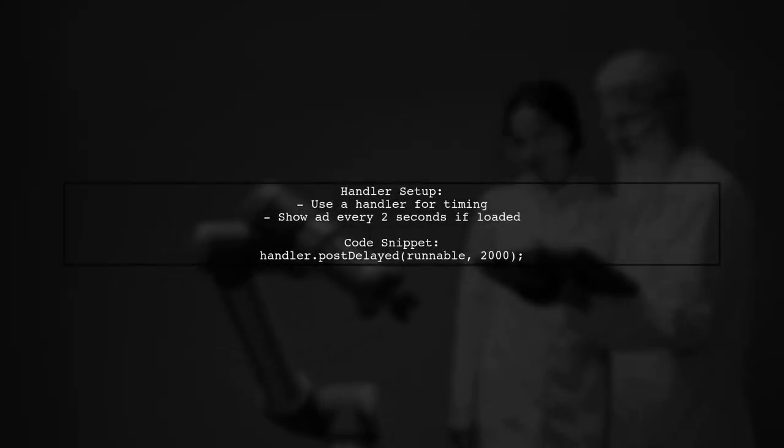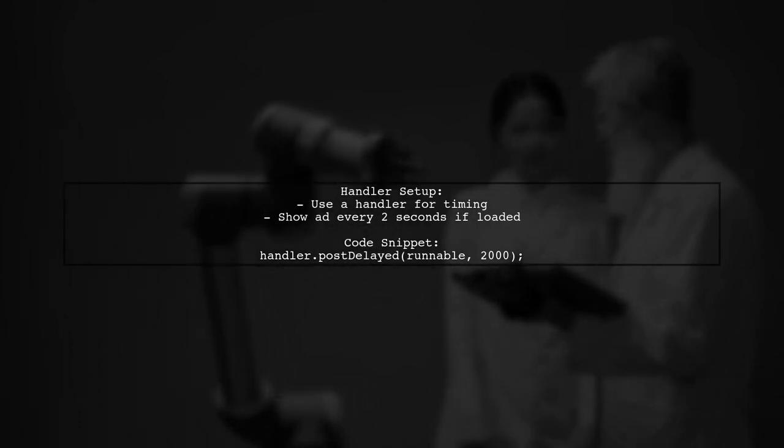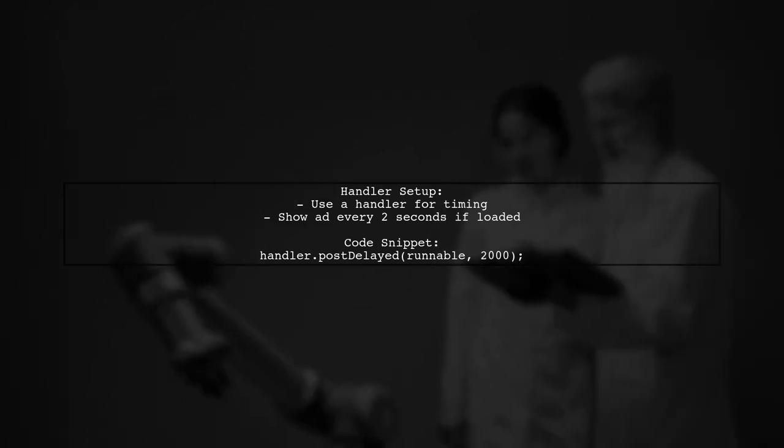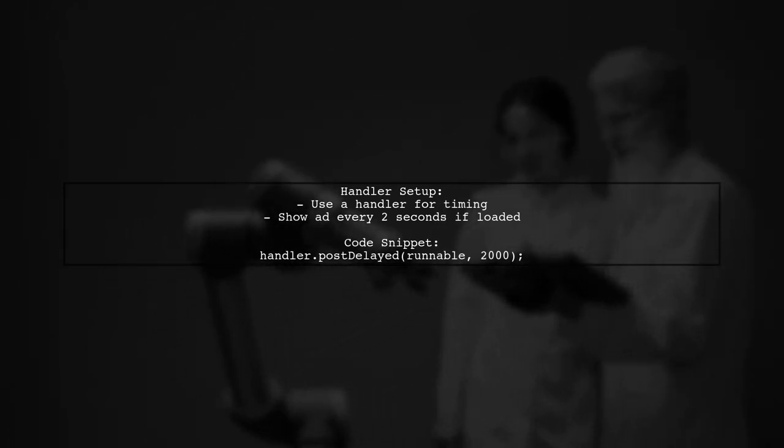The user also created a handler to manage the timing of showing the ad, ensuring it attempts to show every 2 seconds if the video is loaded. Finally, they stop the runnable when the ad is opened to prevent further attempts to show it. This approach ensures that the rewarded video ad is shown reliably when the activity is entered multiple times.